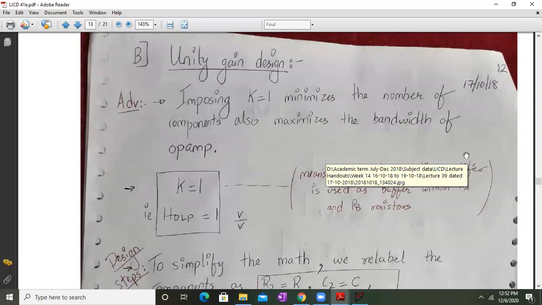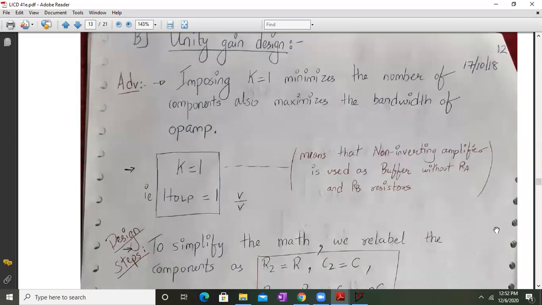Unity gain design, we make k equal to 1. That means instead of a non-inverting amplifier, we use a buffer without RA and RB. Okay. So this will maximize the bandwidth. Now, why we do this? It will minimize the number of components. Also, it will maximize the bandwidth of the op-amp. So if you impose the gain as 1, you will have a much higher bandwidth as compared to equal component design values. Okay. So here k is 1, HOLP is 1.